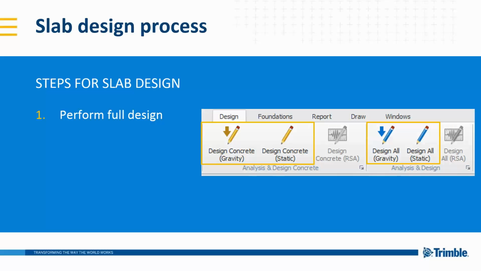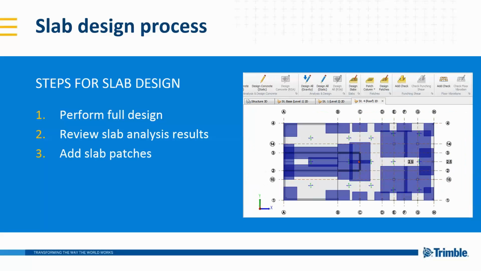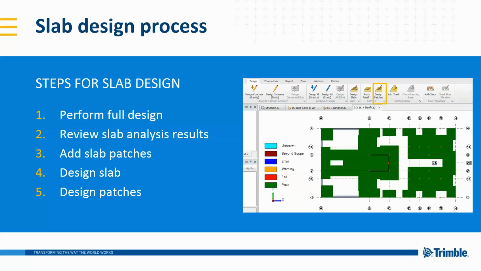Slab design in TSD can be summarized as follows. Perform a full design of the building using either the concrete or the all commands in the design ribbon. It can be helpful at this point to review the analysis results to locate critical areas of high stress on the slab. Next, add slab patches. There are several kinds of patches, including column, beams, and walls. You can also add a panel patch at any location within the slab. Next, run the Design Slabs command. This will design the background reinforcement, what we call in TSD the panel reinforcement. Finally, run the design of the slab patches.